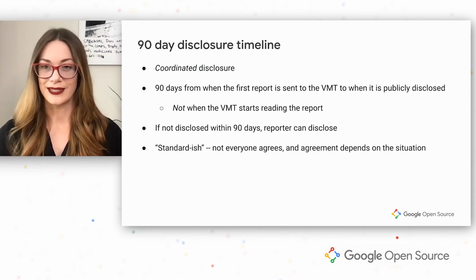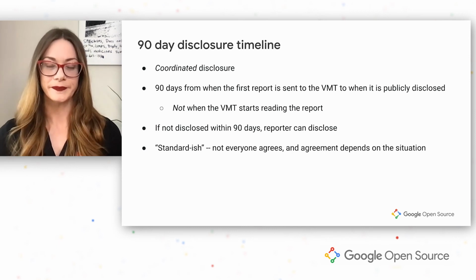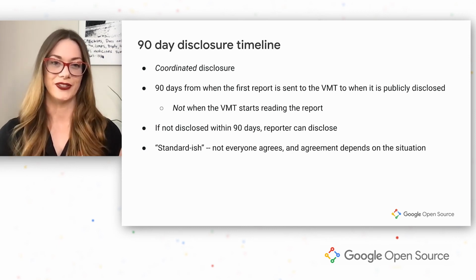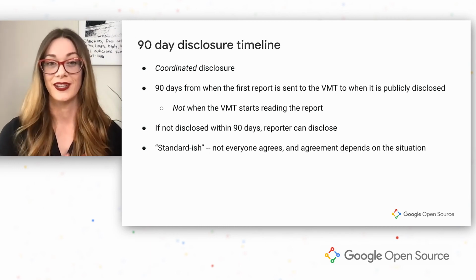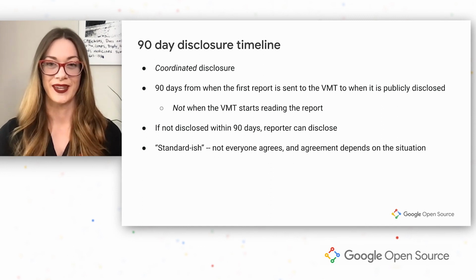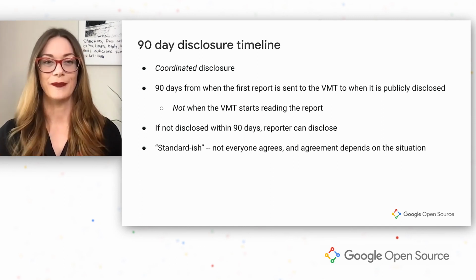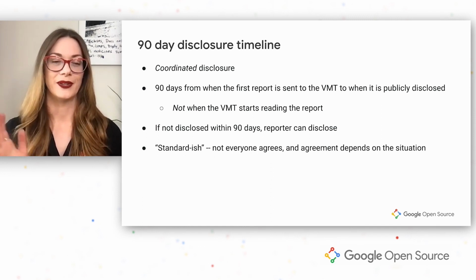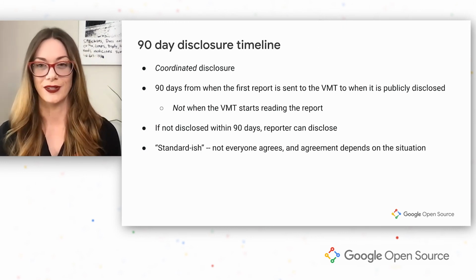90 days at a maximum is kind of that common etiquette. This 90 days starts when the reporter first emails or notifies the project, not when you get a chance to respond to them or when you get around to working on the issue. And the 90 days is really your maximum time frame. Closing issues much sooner than that is always preferred.